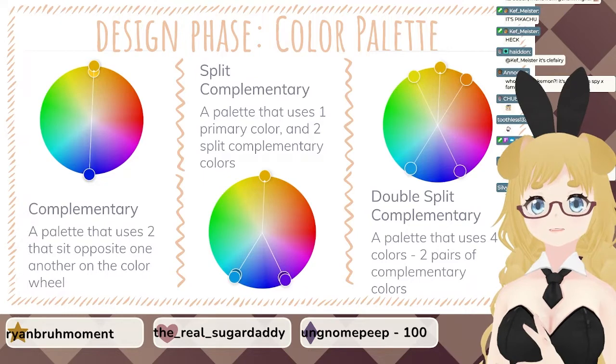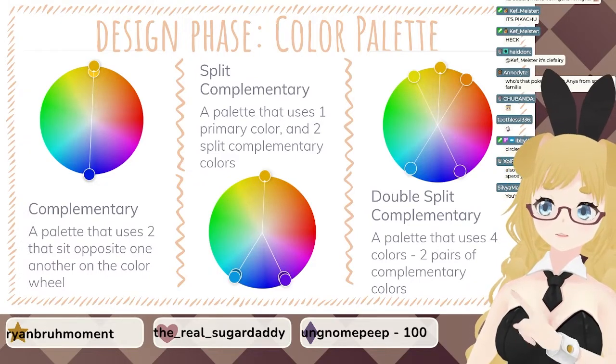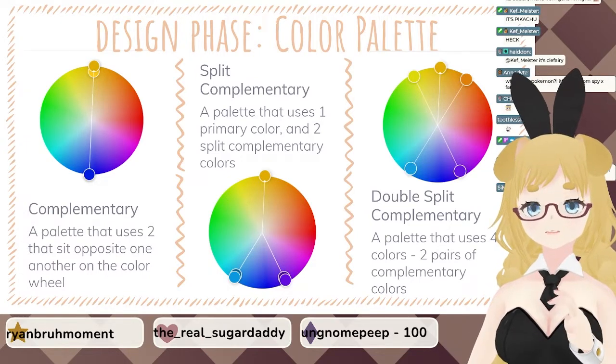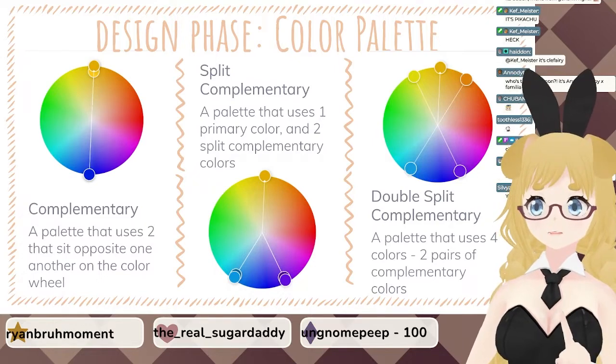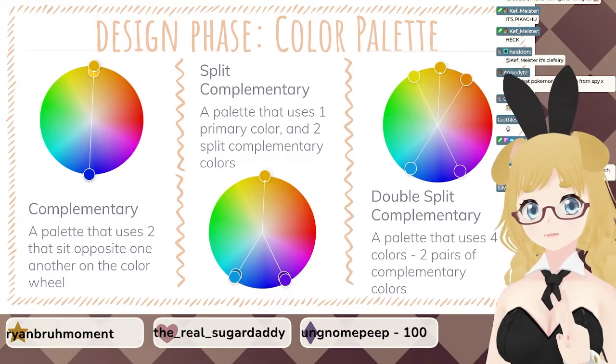So this is a color palette that typically uses four colors. This one has a fifth guiding color. And there are two pairs of complementary colors, right? So on the bottom and the top, those are the two pairs.